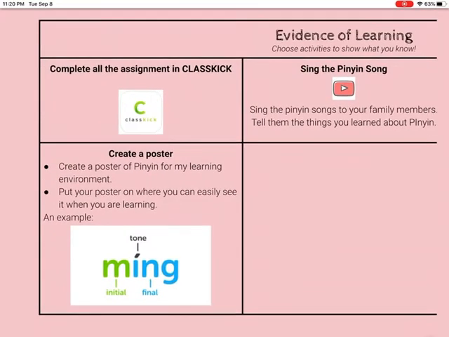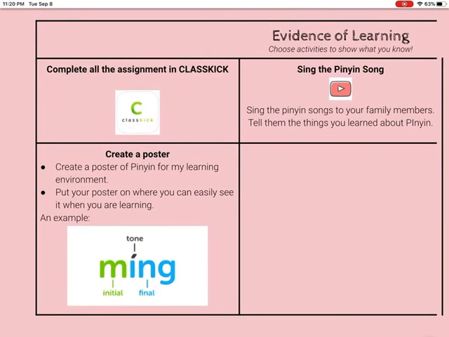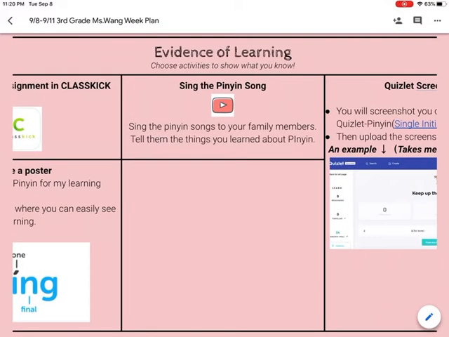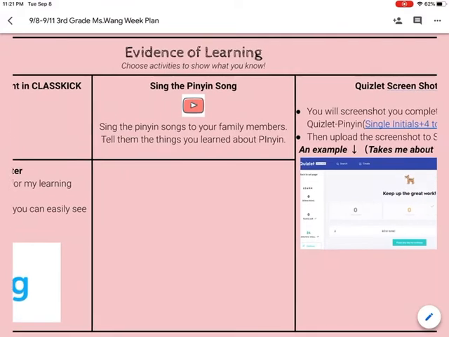So the evidence here, for this week, to show your learning progress, you have option 1 as complete all the assignments in ClassKick. Option 2, sing the pinyin songs. If you have watched the songs again and again and again, I think your smart brain will start to sing along with it and memorize the things in the song. So I know that you are very good at catching up with songs. So just go ahead and sing along with it. And to show the progress, you can sing the pinyin song to your family members, or tell them something that you learned from watching the video about pinyin.